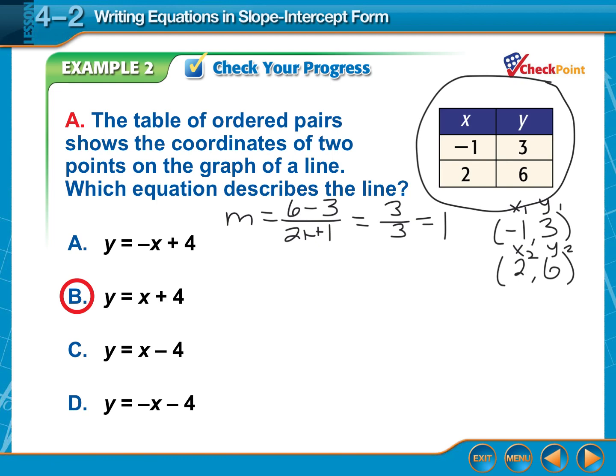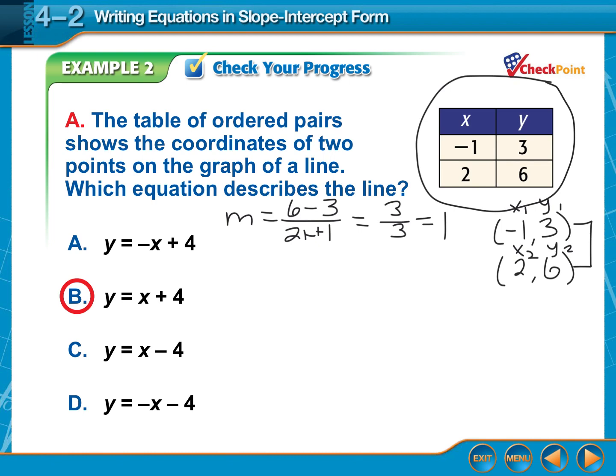What don't we have now? We have X and Y's. What don't we have? B, right? We don't have our B, so we need to do the step we were doing before. Okay? Now, we have 2 points. What do we use? We're just going to pick one. Pick whichever one you want to use.